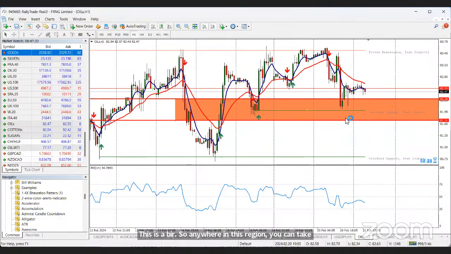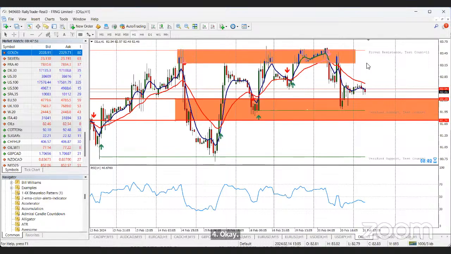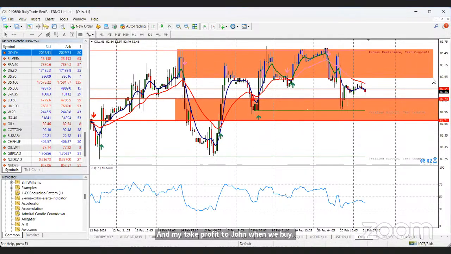Now, stacking and scalping is just about opening multiple trades at the same time in order to maximize your profit. So you can buy from these regions between 82.28 and 81.74. Okay. And my take profit region when we buy will be here.